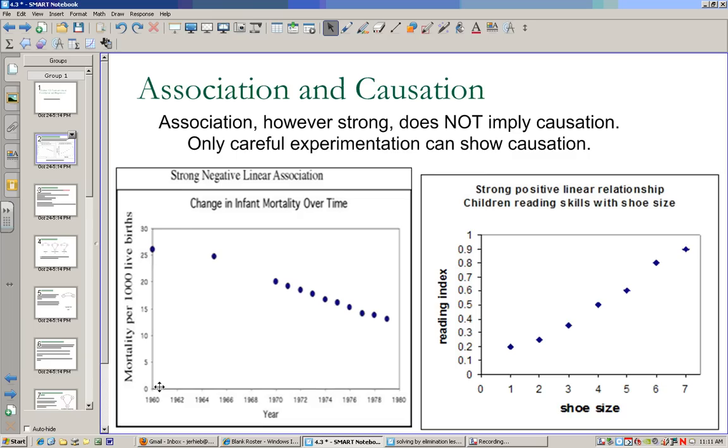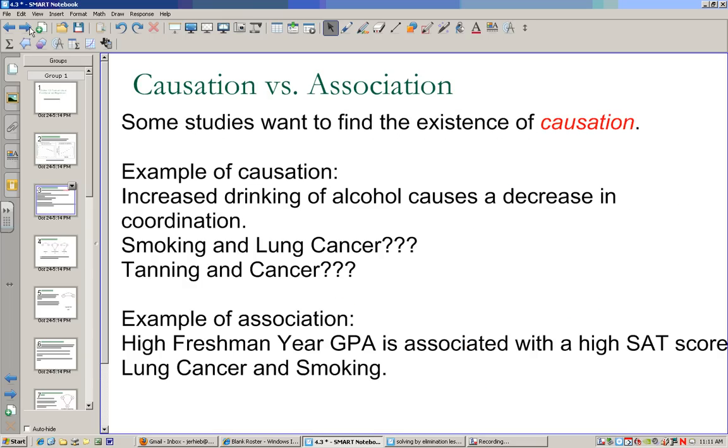Also, mortalities per 1,000 live births. Over time, that number's been dropping, but it's not time that makes mortalities decrease. It's probably increased technology and awareness in the medical community. So there's an association in both of these, but that doesn't mean one causes the other.